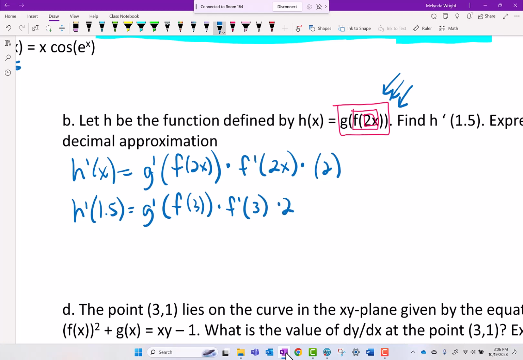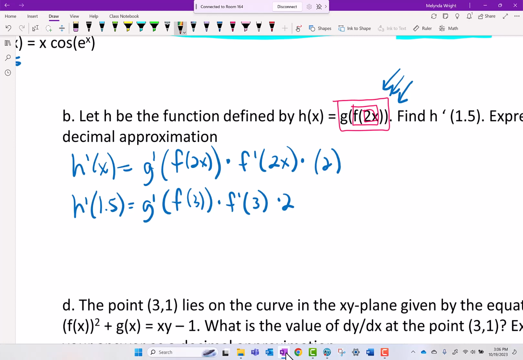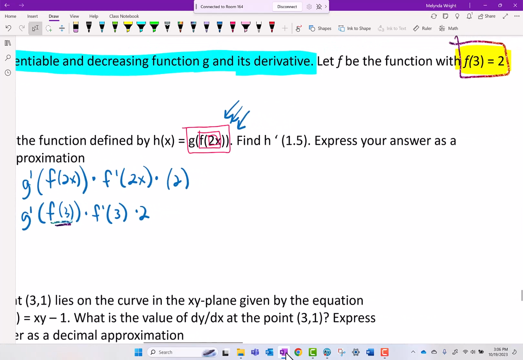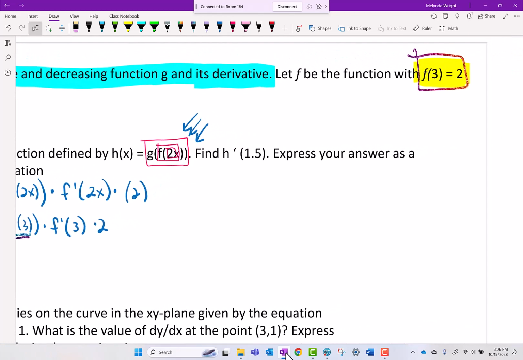Okay, is everybody okay? All right, so what we want to do now is identify what f of 3 is so that we can figure out g, because we don't know what's going on with g. So f of 3, what would I do? This is hidden over here. Look at that, there's f of 3.